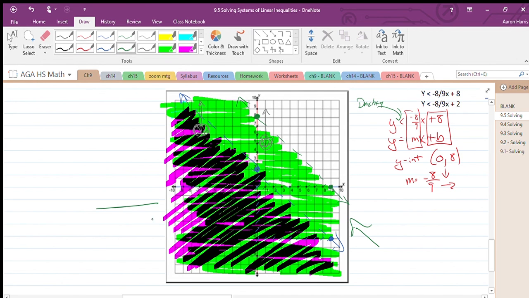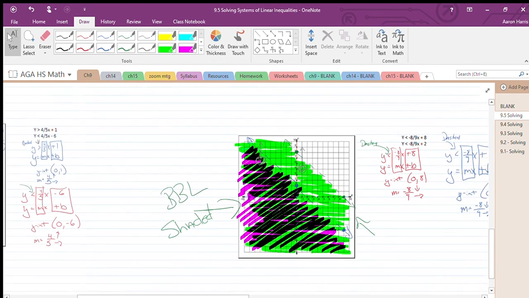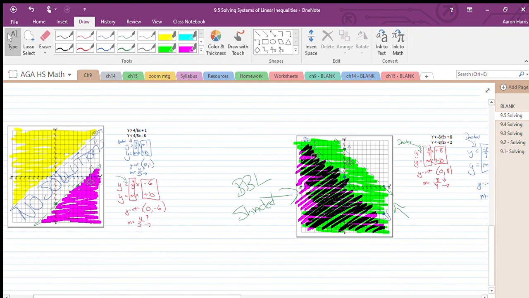So the double shaded area is true for both lines. And both of these lines are what? Parallel. Okay? So those are the two types of parallel line equations that you could get. So you can have no solution, or you can have a double shaded area where one part is shaded that's not true for both lines, but the rest is. Okay?